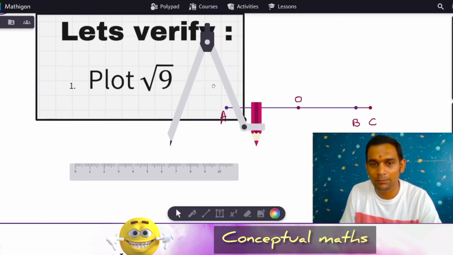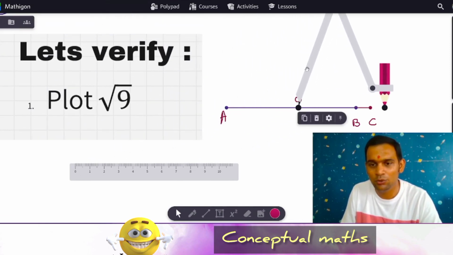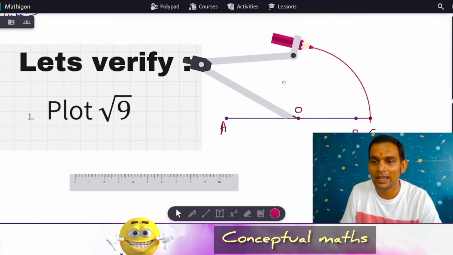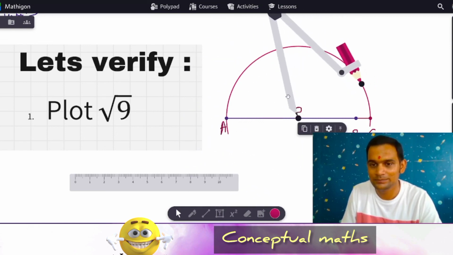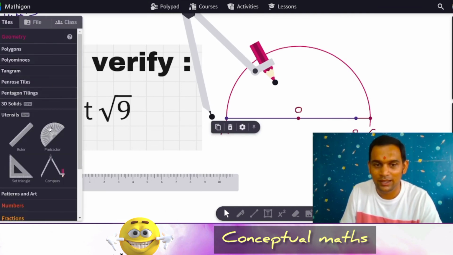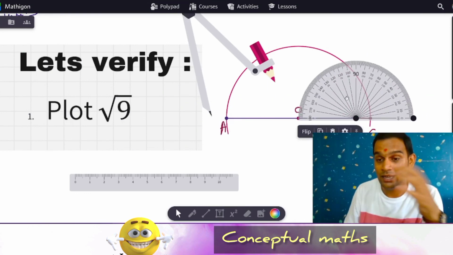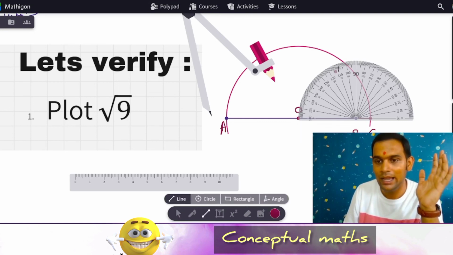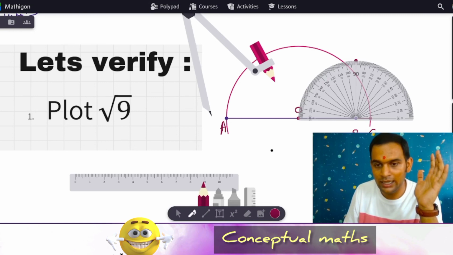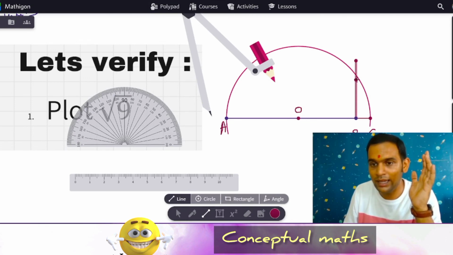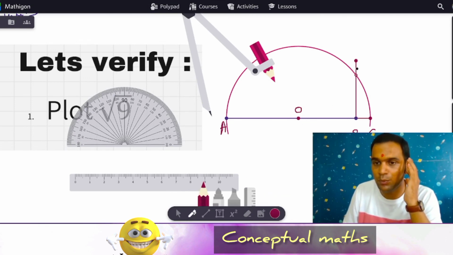Compass. And then what is the next step? The next step is take O as center and OC as the radius and plot a semicircle. What was the next step? The next step was take a 90-degree line, a line which is 90 degrees from AC or perpendicular to AC, and draw that line. Why are we drawing that line? Because we have to find the intersection of this line on the semicircle. So now we connect these 2 points and it is intersecting over here. We name this point D, and this BD will be root 9 units.